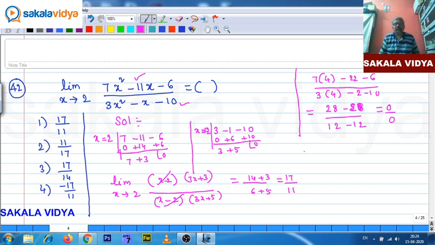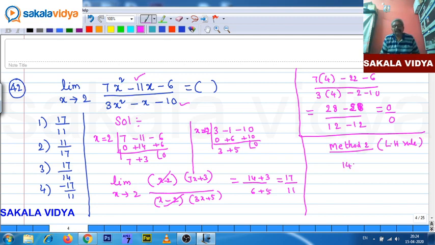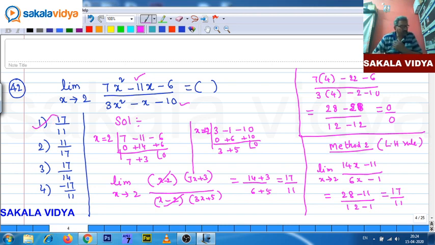So, now let me explain method number 2. Method 2: apply L'Hospital's rule. The derivative of the numerator is 14x minus 11 upon the derivative of the denominator, 6x minus 1. Limit x tends to 2, substitute: 28 minus 11 upon 12 minus 1, that is 17 by 11. So, first option is the right option.